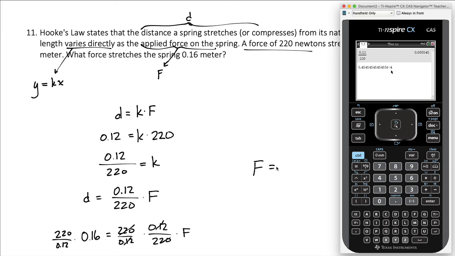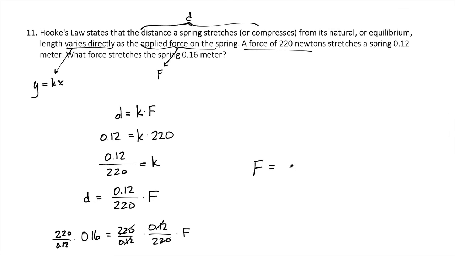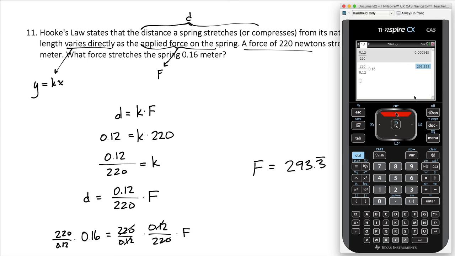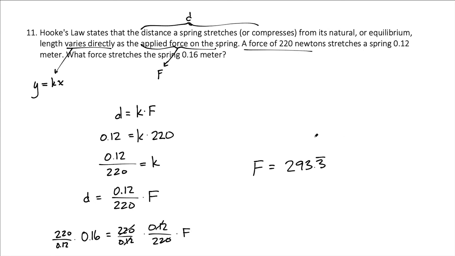Now let's plug that into our calculator. So we've got 220 over 0.12 and then times 0.16. And we get 293.3, and that 0.3 is probably repeating. We look at that, click up, hit enter. Yeah, we see it goes forever. So that's our force, and that's going to be, of course, in newtons.